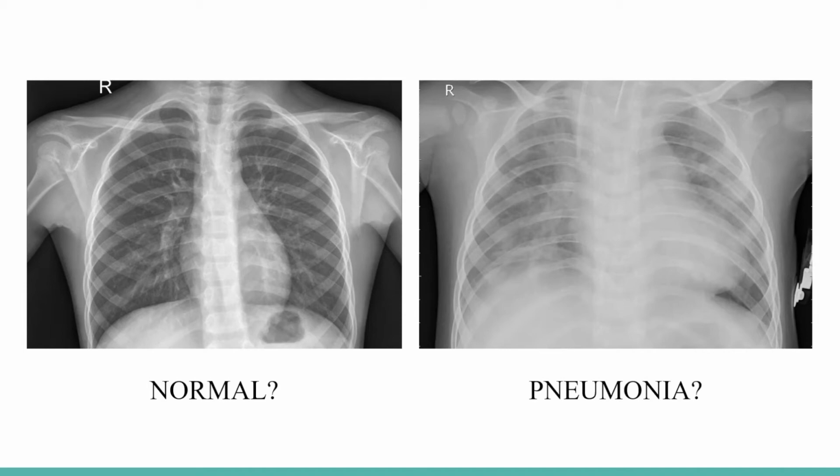As you can see on the screen, there are two images. The left one is normal and the right one is pneumonia. Us humans without much medical expertise are able to distinguish between the good and bad lungs by looking at the debris or dust in the lungs. This is true for many images in the dataset.